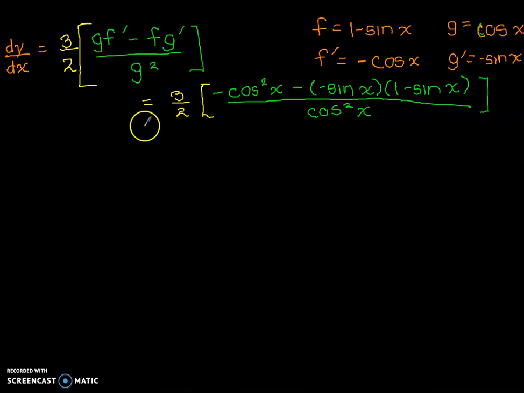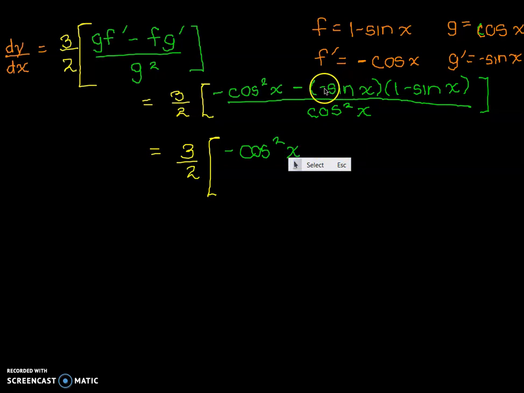Okay, so we're going to work on the numerator. Remember the 3 over 2, we can keep bringing it down. You can just bring it down at the end if you want to. For me, I'm just going to bring it down step by step. So I have negative cosine squared x. And I'm going to distribute this.